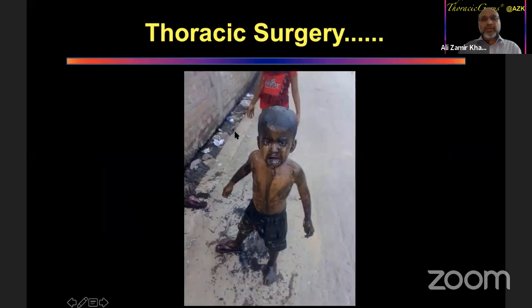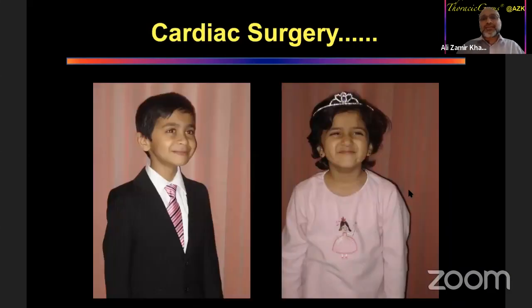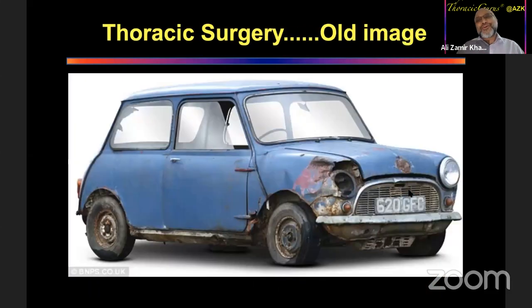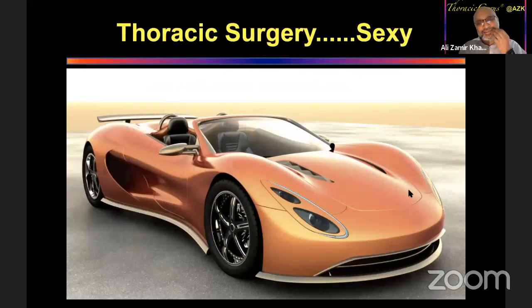So we get repeatedly told that thoracic surgery is a poor man's disease, okay? Yeah, Vikas, you always think this, don't you? And cardiac surgeon is all very posh. Yeah? These were my children when they were young. So we have a problem with everybody saying thoracic surgery is like this, while all you cardiac surgeons are running around in Lamborghinis and things like that.